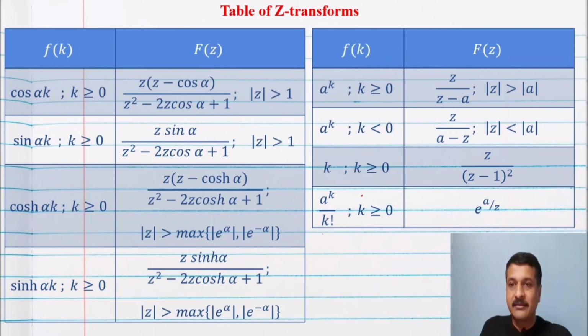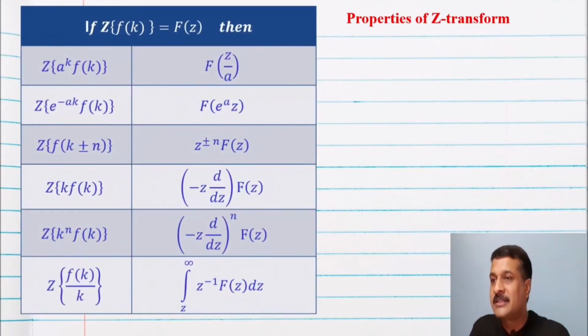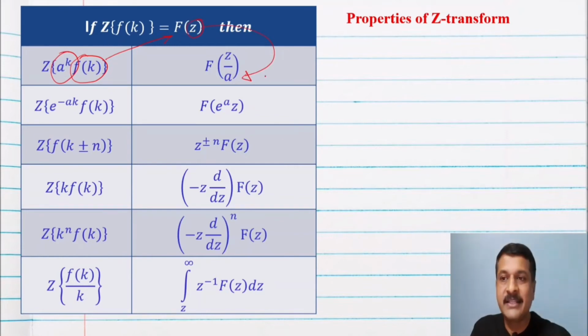So let's see the examples on this. But before that, one more thing you have to remember here: the properties of z transform. So what are the properties of z transform? The z transform of a raised to k into f of k. Note that if we have the z transform of f of k, the notation is capital F of z. Then the z transform of a raised to k into f of k is nothing but F of z by a. It means that if you have a z transform F of z, and we multiply with a raised to k, then every z is replaced by z by a. The same thing I can remember here.